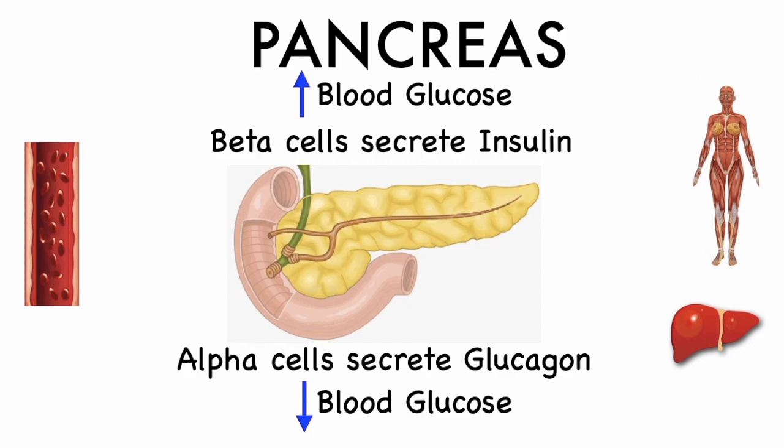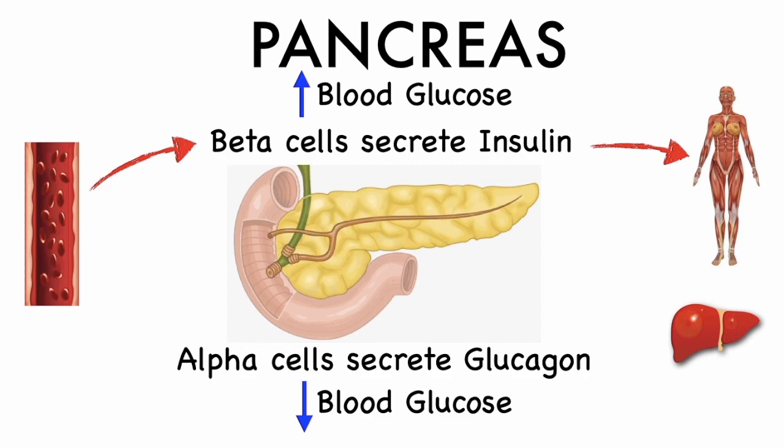Finally, last one, the pancreas. The pancreas has two kinds of cells. You got your beta cells and you got your alpha cells. Your beta cells secrete insulin and your alpha cells secrete glucagon. When do the beta cells secrete insulin? Well, when blood glucose increases after a feeding. So when you eat, your blood sugar goes up, and your beta cells will sense this, and they will start making insulin and dump it into the blood.